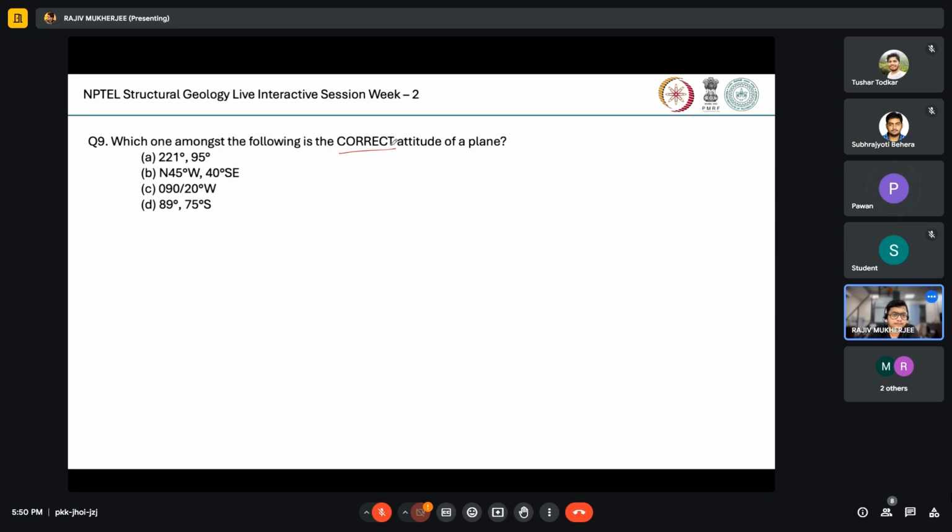Sir, D. Option D. Yes, it is correct. Why are the others not correct? If you simply follow this point, the strike may be correct, but the dip is not 90 degrees but 95 degrees, and a 95 degree dip doesn't make any sense. In reality, planes cannot have more than 90 degree dip. So it is actually dipping on the other side, in the other direction. The strike may be correct, but the direction is wrong.